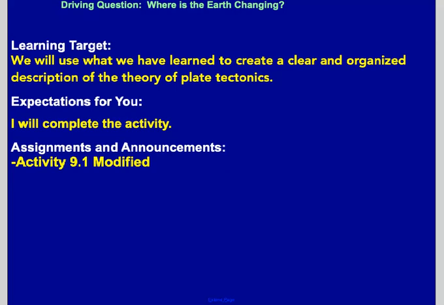So this whole unit is more or less a review of plate tectonics. It's going to take a lot of what we've already learned and put it all together. And this activity, if you complete it well, will be a really good piece of information to have on a test, and you're going to want to use it on the test. So the expectation for you is to complete the activity, and so the assignment is activity 9.1. We have modified it. We've made it quite a bit easier for you, and you'll see why in a little bit.